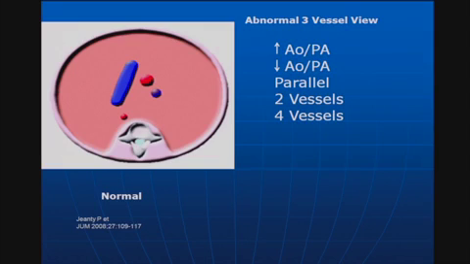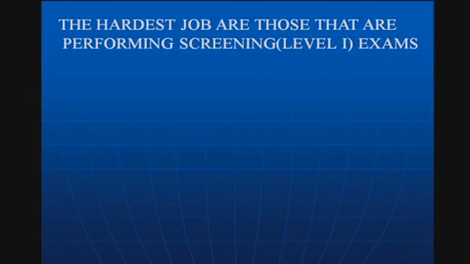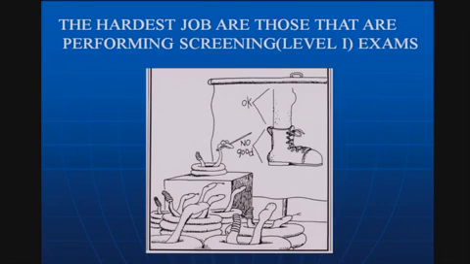So you can look at all these. Is the aorta bigger than the pulmonary artery? Is the aorta smaller, the pulmonary artery bigger? Are the vessels parallel? In these three vessel views, are there two vessels? Are there four vessels? Exactly what's happening. So really, the hardest job in performing a level 1 exam is that we have to say at that time, yep, this heart is okay, I'm going to pass it, or it's fine, or it's no good.